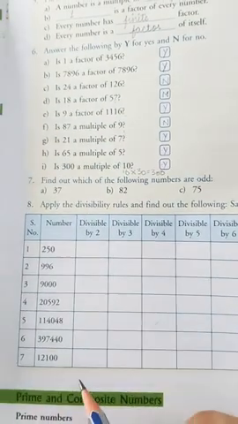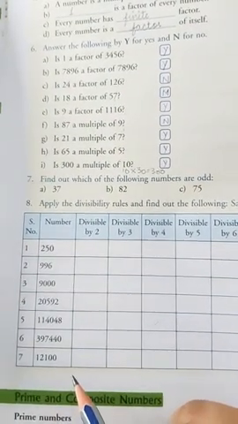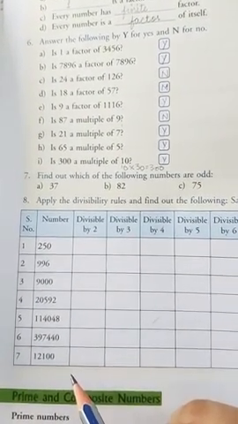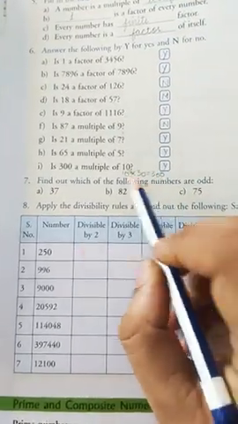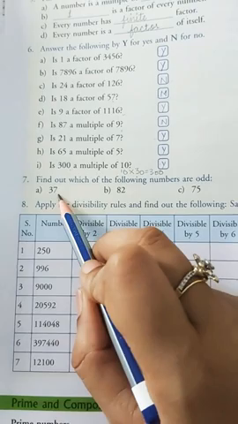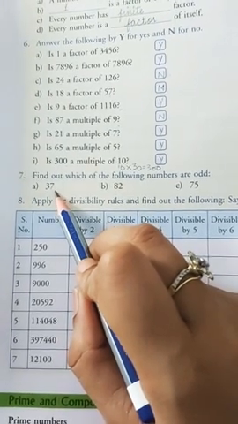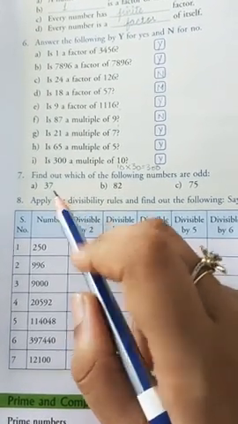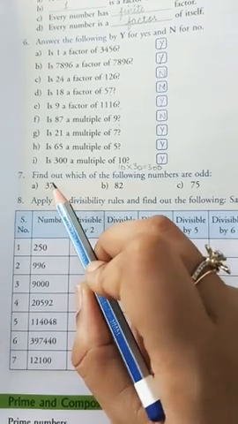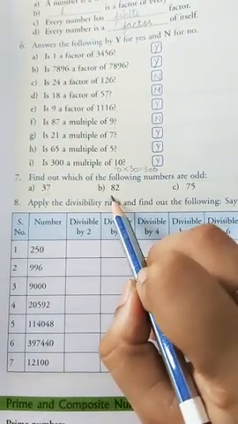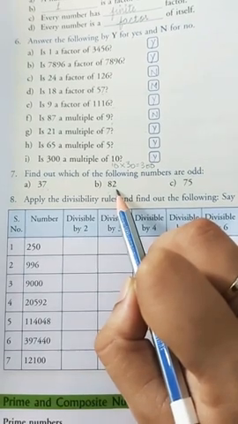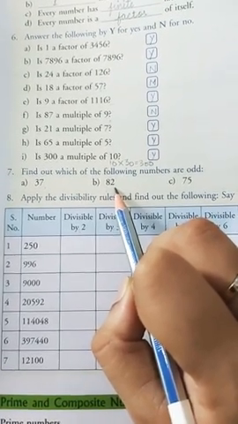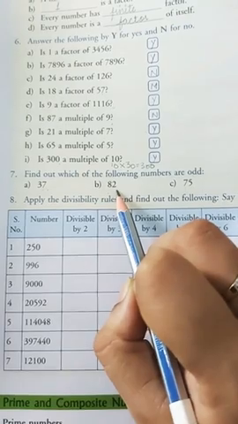I told you the odd numbers are the numbers which are not divisible by 2, and even numbers are the numbers which are divisible by 2. So first of all we will see 37. Is 37 divisible by 2? No, it is not divisible by 2. That is why 37 is an odd number. 82. Is 82 divisible by 2? Yes, 82 is divisible by 2. That is why it is an even number. It is not an odd number.